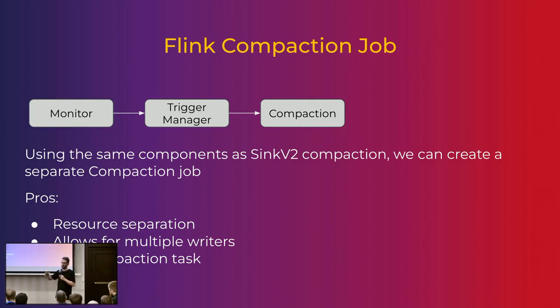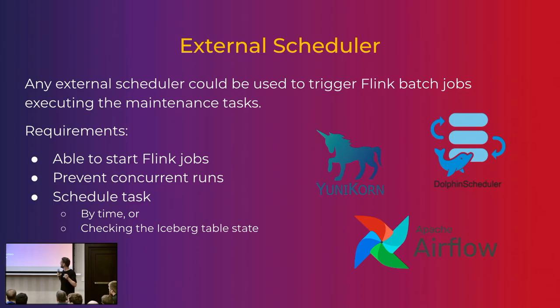If you have multiple writers for the same Iceberg table, or even writers outside of Flink, these writes could be considered when deciding on the compaction. And you can choose whatever compaction task you want. I will talk about that later. Again, these components could be reused for external schedulers as well. You can create batch jobs from the compaction jobs, and you can use whatever scheduler you already use and it's able to call things.